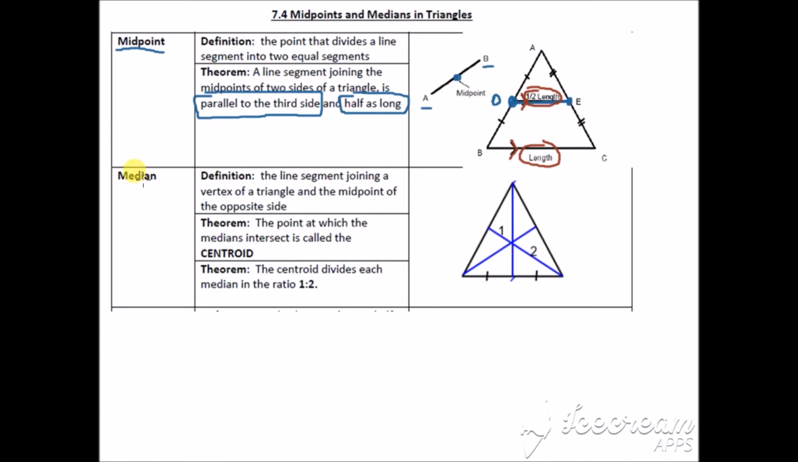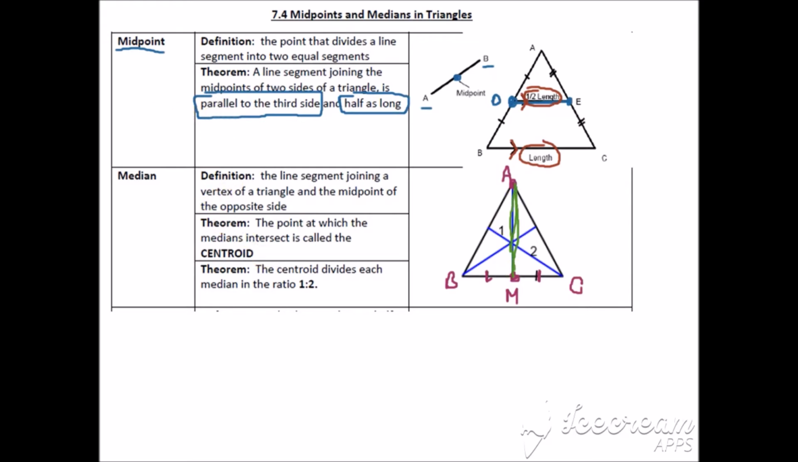Okay, second definition, median. The definition of this is the line segment joining a vertex of a triangle and the midpoint of the opposite side. So here's a triangle, we can call this ABC. If we went from the vertex A and joined it with the midpoint of BC, let's call this M, like midpoint. These marks show that this is a midpoint: B to M would be the same length as M to C. Obviously, it cuts it in half. So what a median actually is, in green, is this line here.